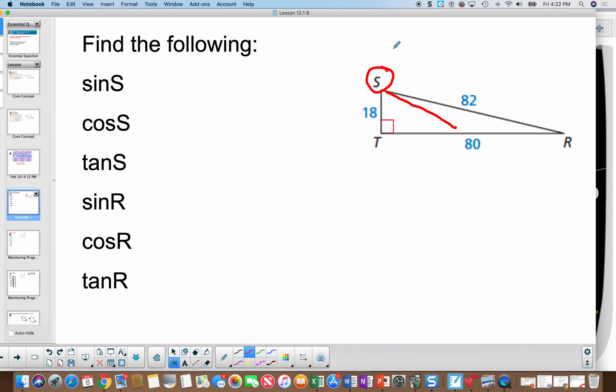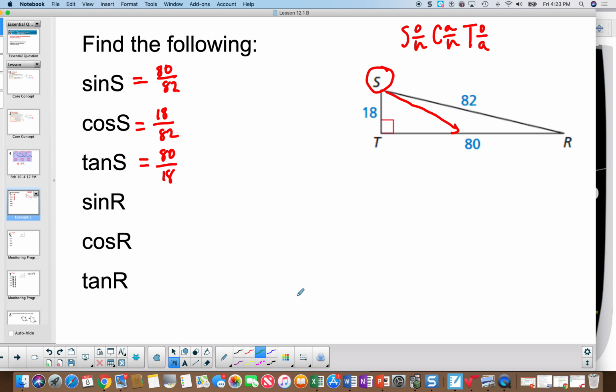Let's go ahead and use SOHCAHTOA, and we're going to look at angle S. Now the opposite leg is 80. So here, sine is opposite over hypotenuse, that would be 80 over 82. Now cosine is adjacent for angle S, which is 18 over the hypotenuse. The tangent is the opposite, which we know is 80, and the adjacent leg is 18.